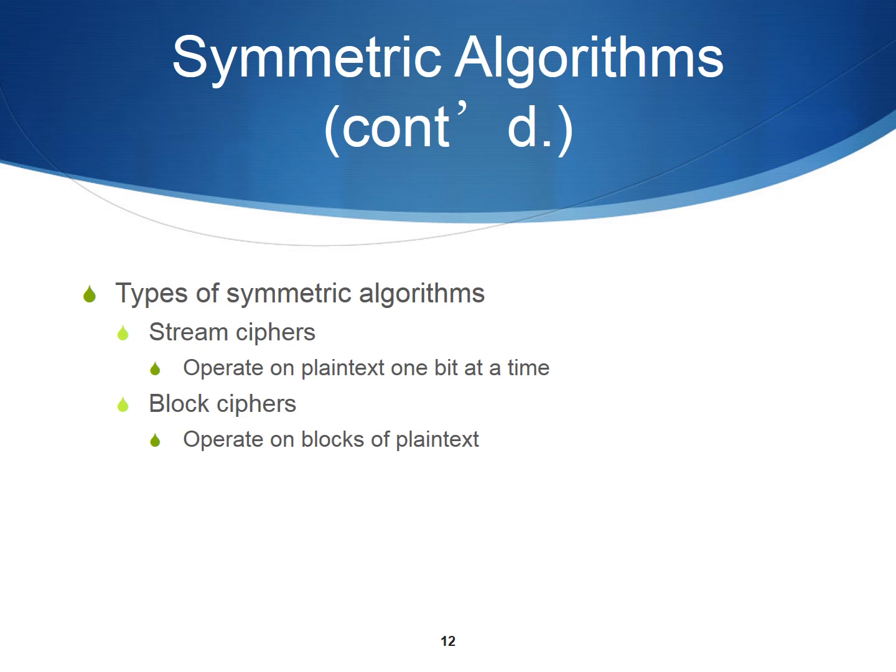Symmetric algorithms continued. Types of symmetric algorithms include stream ciphers and block ciphers. Stream ciphers operate on plain text one bit at a time, while block ciphers operate on blocks of plain text.